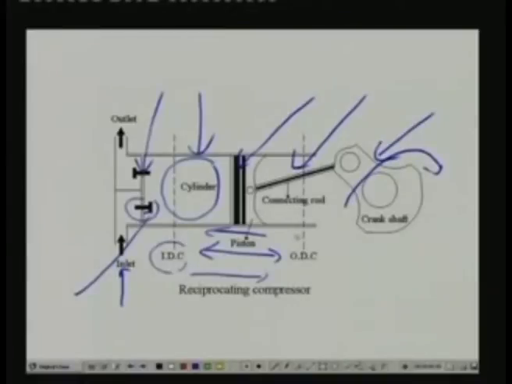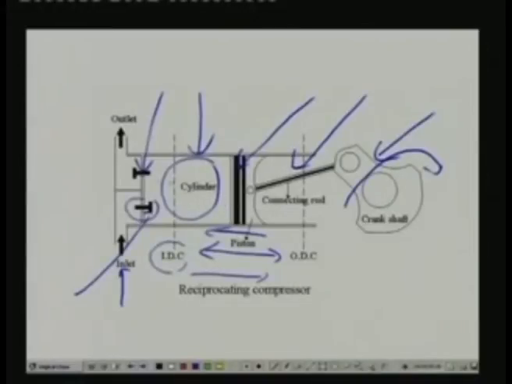Once it reaches ODC, the further rotation of crankshaft leads to the movement of piston in the reverse direction. That means now the piston will start moving from the outer dead center to the inner dead center, that means in this direction. When it starts moving in this direction, the pressure starts rising because the volume gets reduced. As this pressure exceeds that of the evaporator pressure, suction valve closes. And the discharge valve is closed at this moment. So both suction and discharge valves are closed, and as the piston moves, the volume reduces, pressure builds up.